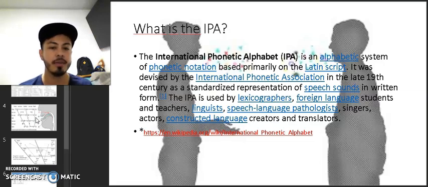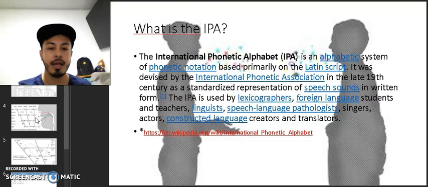According to Wikipedia, the International Phonetic Alphabet is a system that represents sounds, and it's used by lexicographers, foreign language students, teachers, linguists, speech language pathologists, singers, actors, constructed language creators, and translators. So it's basically used by everybody who wants to know how a word is pronounced correctly. And this is very useful because you don't have to be a native speaker to know how a word is pronounced correctly. If you know how to read the IPA, then you can learn how to pronounce words the way they're supposed to be pronounced.